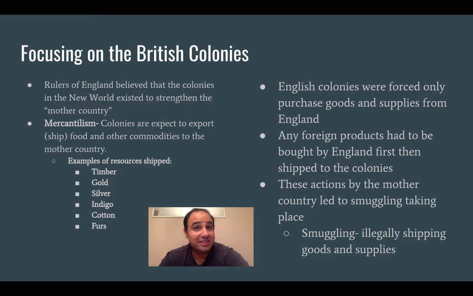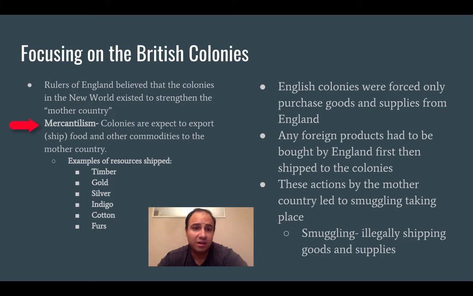Since this is U.S. history and we're focusing on the British colonies, what ended up happening is the rulers of England believed that the colonies in the New World existed to strengthen the mother country, to help promote and build up England. A key term you need to know is mercantilism, in which the colonies are expected to export, or ship out, food and other commodities and resources to the mother country.